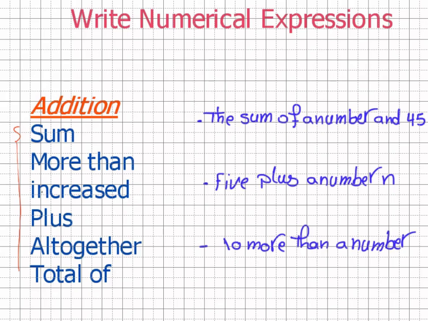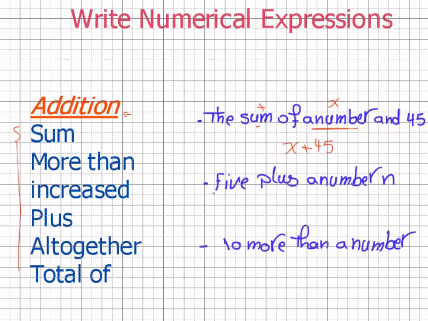Addition, the keywords that lead to addition: sum, more than, increased, plus, altogether, total of. Here are some examples. The sum of a number and 5. We don't know exactly what the number is, so we can put this number as x. We want to find the sum, which means add. I will add x to 5 and the answer is x plus 5.